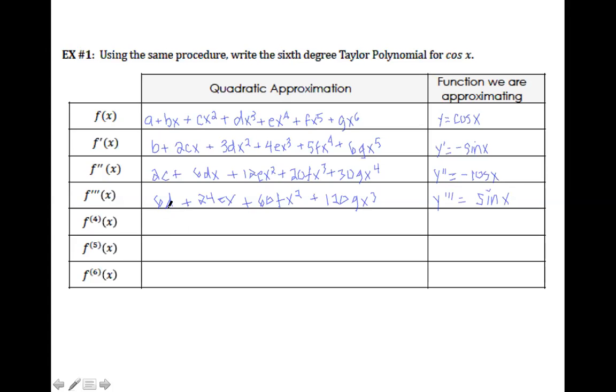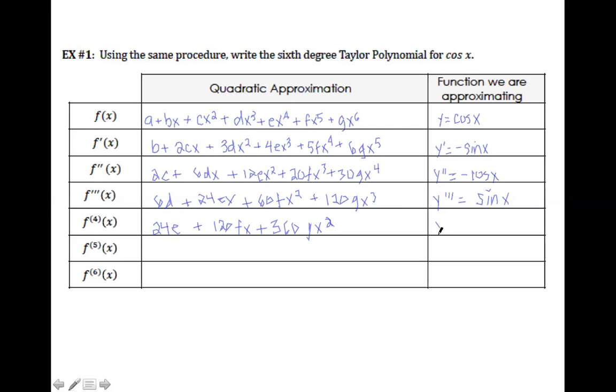All right, back to this, 6d goes away. We have 24e plus 120fx plus 360gx squared. And hopefully you guys can read those. That's a squared.